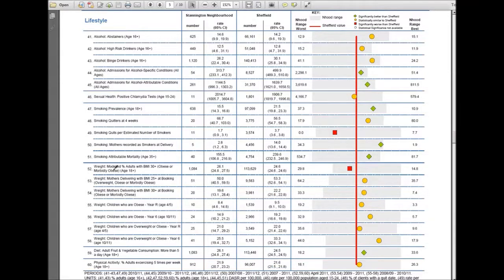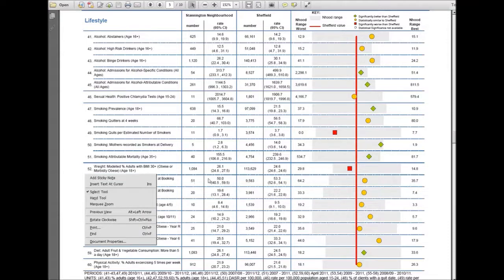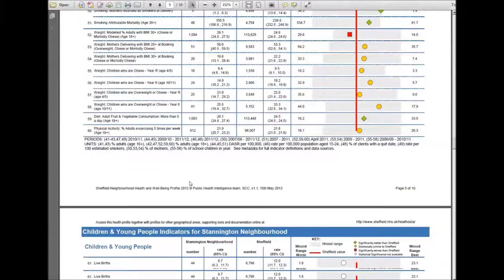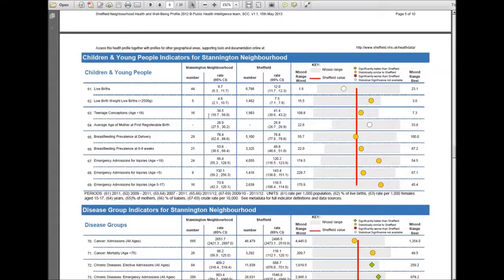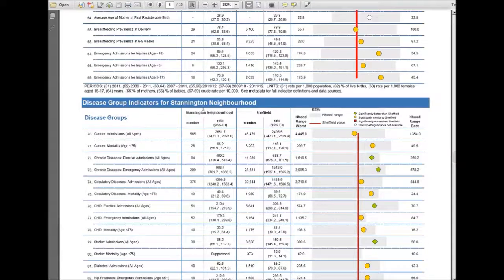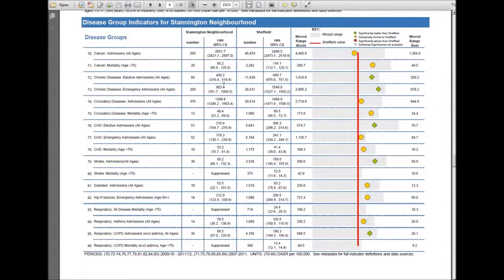Also there's this figure here for obesity. Be careful because that is a modelled figure. What modelling means is that it's estimated using computer guesses based on the age profile and other factors of the population, so it's not a real measured number. And for Stannington this is relatively worse than the rest of the Sheffield population. We get similar figures for a range of health indicators for children and young people, and for a range of different disease groups that you might want to have a look at.